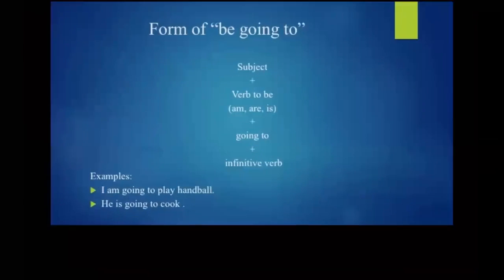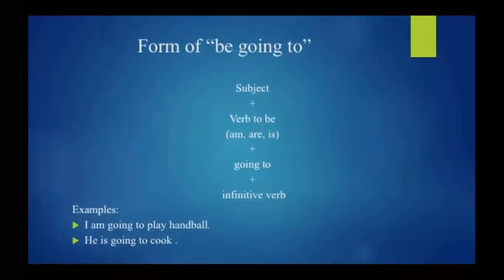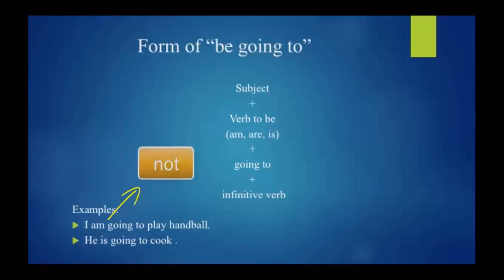This is the form when using be going to. Subject plus verb to be, are, is plus going to, plus infinitive verb. Examples: I am going to play handball. He's going to cook. These are the steps to follow when making an affirmative statement. And if the statement is negative, we add the word not between be and going to.